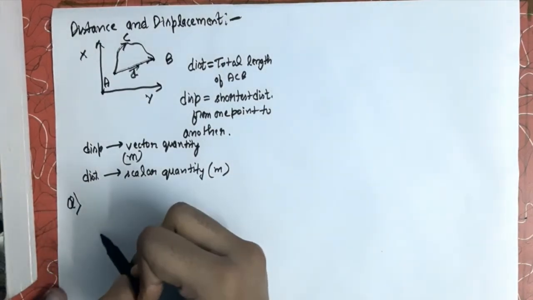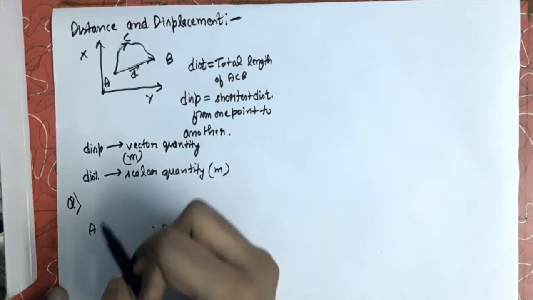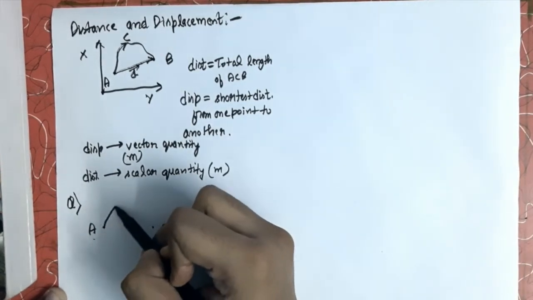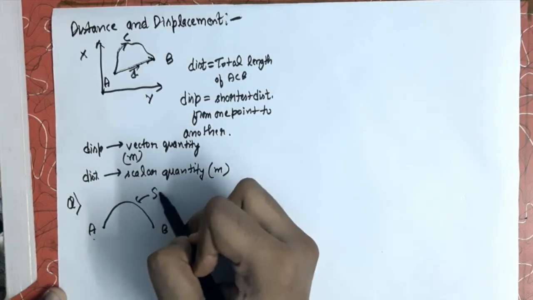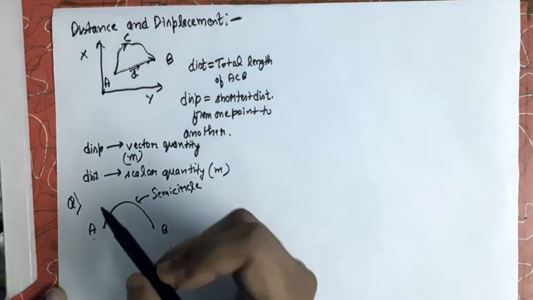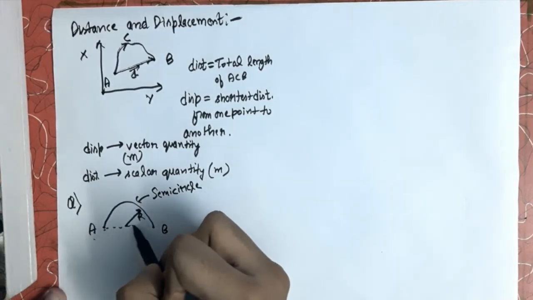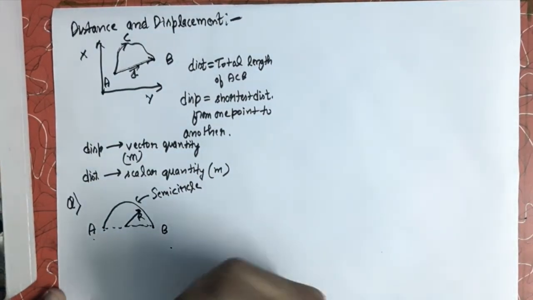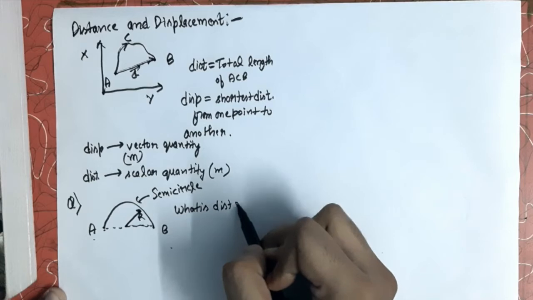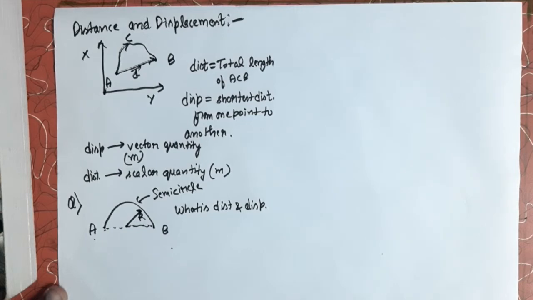Suppose a person is at A and there is another point B, and the person moves from A to B via this semicircle. Sorry, my drawing is not so good. This is a semicircle of some radius r. This is a straight line. This is a straight line. Now this is a semicircle. Now what is distance and displacement here? Please take a moment to solve this question. Pause this video and solve this question.